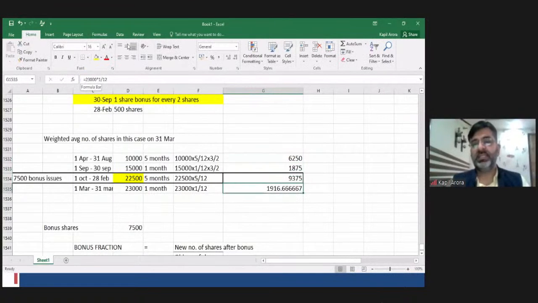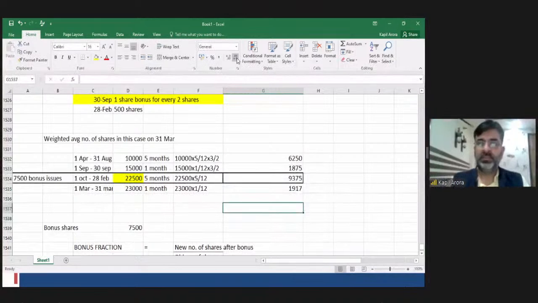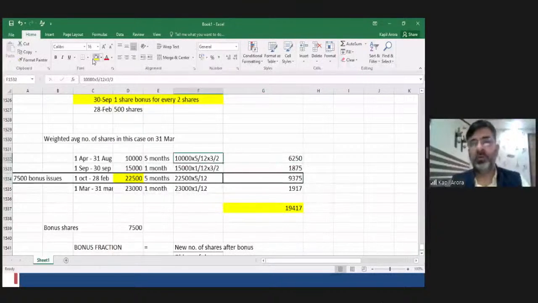So these shares which we have got, all these shares collectively turned out to be 19,417 shares. I hope this is fine with everybody. Right? This is after the bonus issue. We have multiplied the bonus fraction with the transactions or with the calculations before the bonus issue. If you do that, the bonus element would be given to all these.